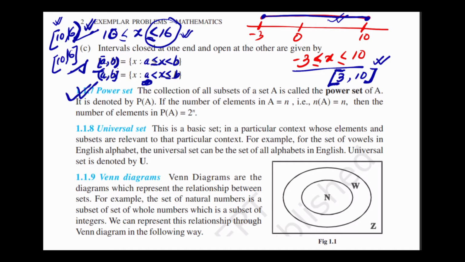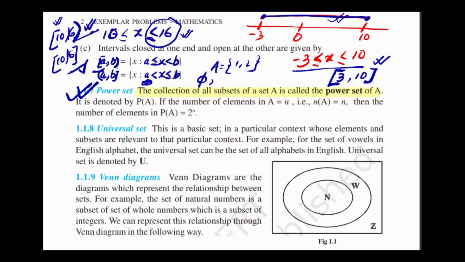Now the next concept is power set. What is this power set? Let's understand. It is nothing but the collection of all the subsets. What is power set, students? Collection of all the subsets. So if I have a set A equal to {1, 2}, how many subsets will it make? Let's see. First, always remember phi is a subset of every set.